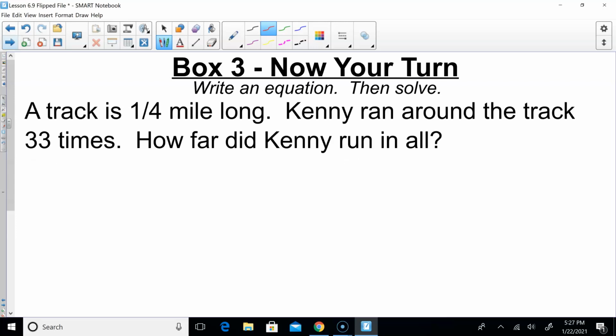And one more problem said the track is 1/4 mile long. Kenny ran around the track 33 times. How far did Kenny run in all? Pause the video, write an equation, then solve it. Take your time, do your best. Looking forward to seeing your answers.